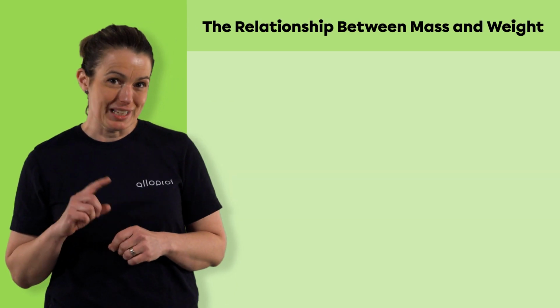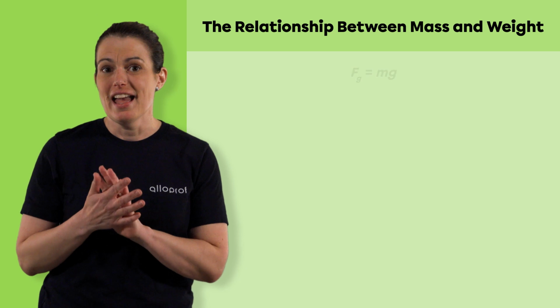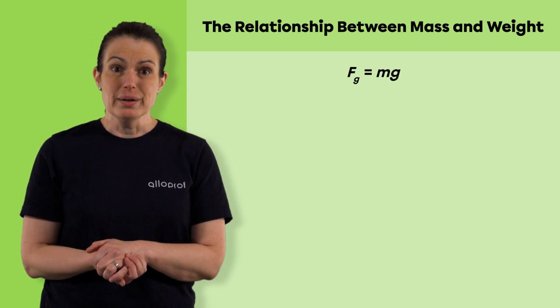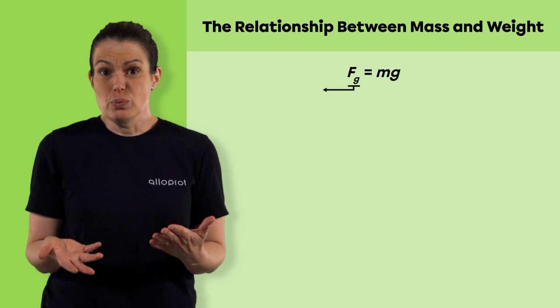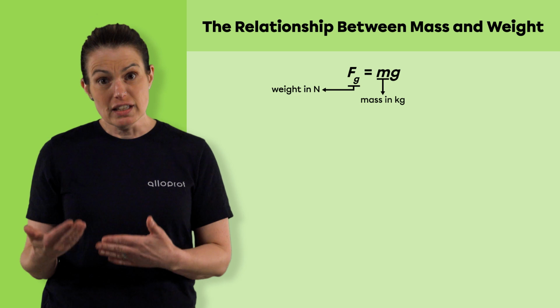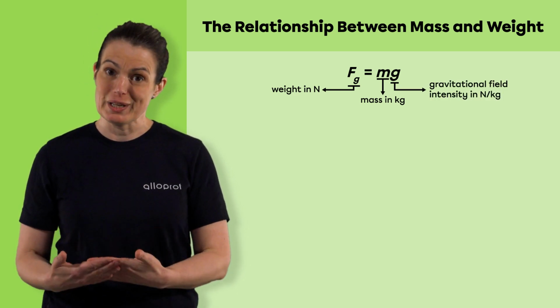The mathematical relationship between mass and weight is as follows. Fg is equal to m times g, where Fg is the weight or gravitational force in newtons, m is the mass in kilograms, and g is the gravitational field intensity in newtons per kilogram.